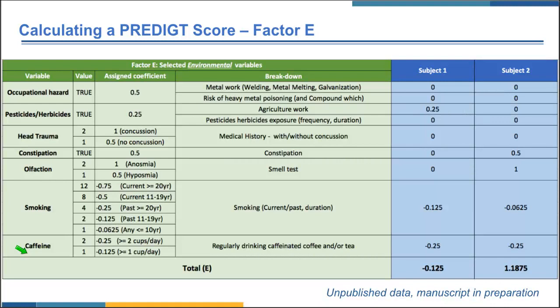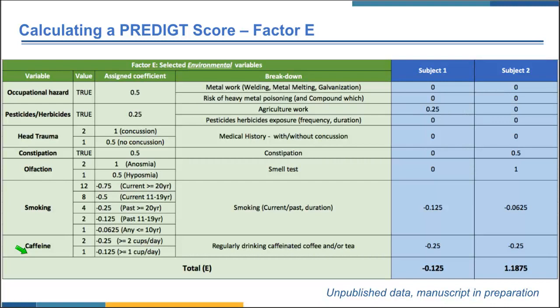And then, although this person hasn't been exposed to pesticide or herbicide, and doesn't have head trauma or constipation, and the sense of smell is normal, so there's no risk for these. This person has stopped smoking now, but he or she smoked for between 11 to 19 years. So we have a negative score here, because smoking is associated with lower risk.